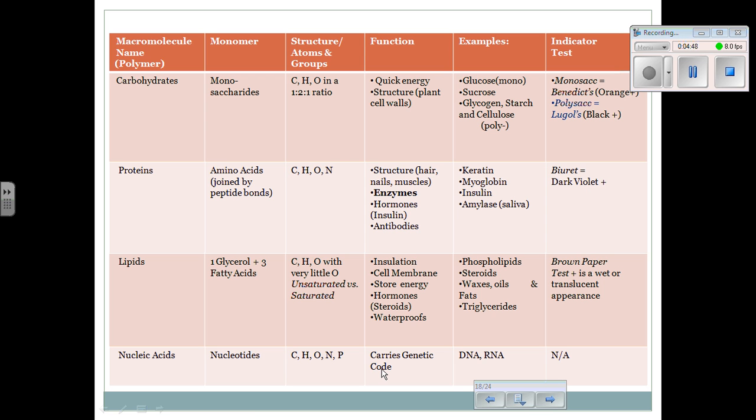So the function is that it carries the genetic code. DNA is the code to make proteins. RNA is the messenger that takes the code from the DNA to determine what amino acids are going to join together to form proteins.